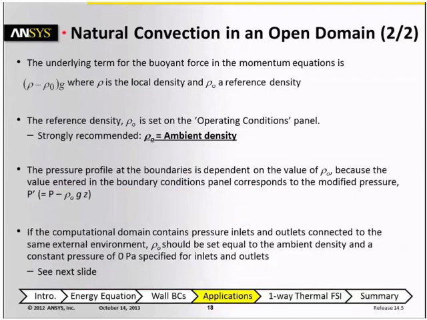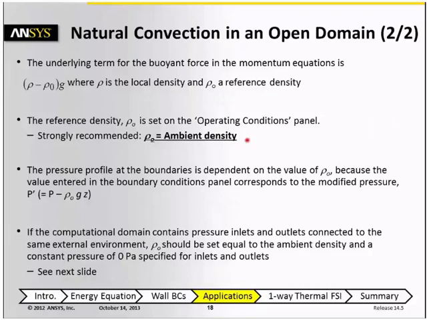It's worthwhile to say a few additional things about the role of reference density in these kinds of natural convection problems. The underlying term for the buoyant force in the momentum equation is the difference between the fluid density and the reference density times the gravity. So rho is the local fluid density, and rho naught is the reference density, which is the operating density that you specify in the operating conditions panel.